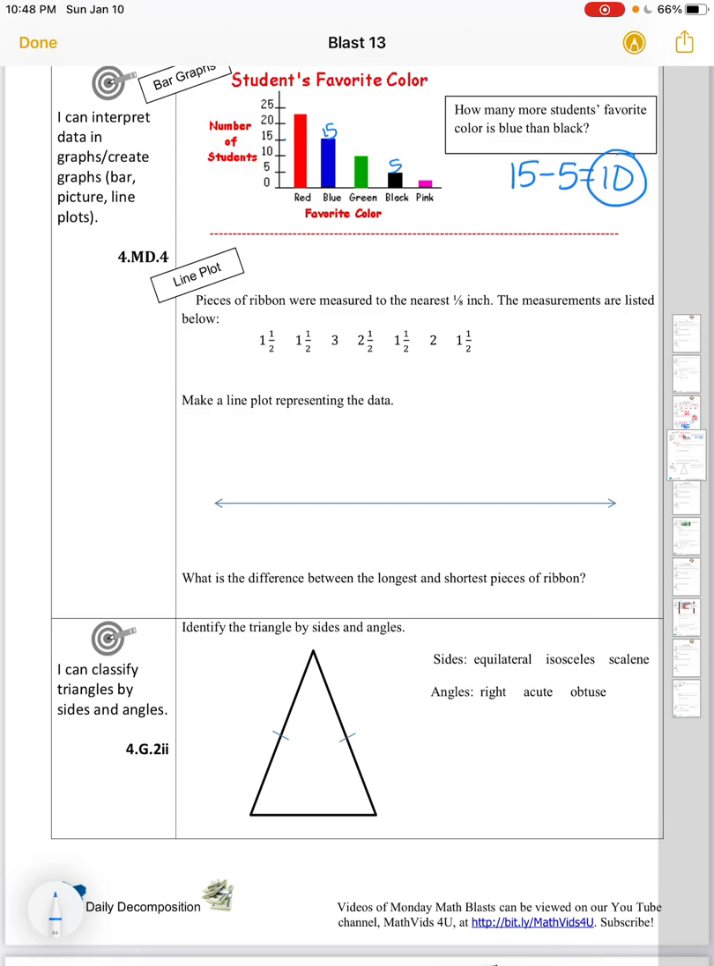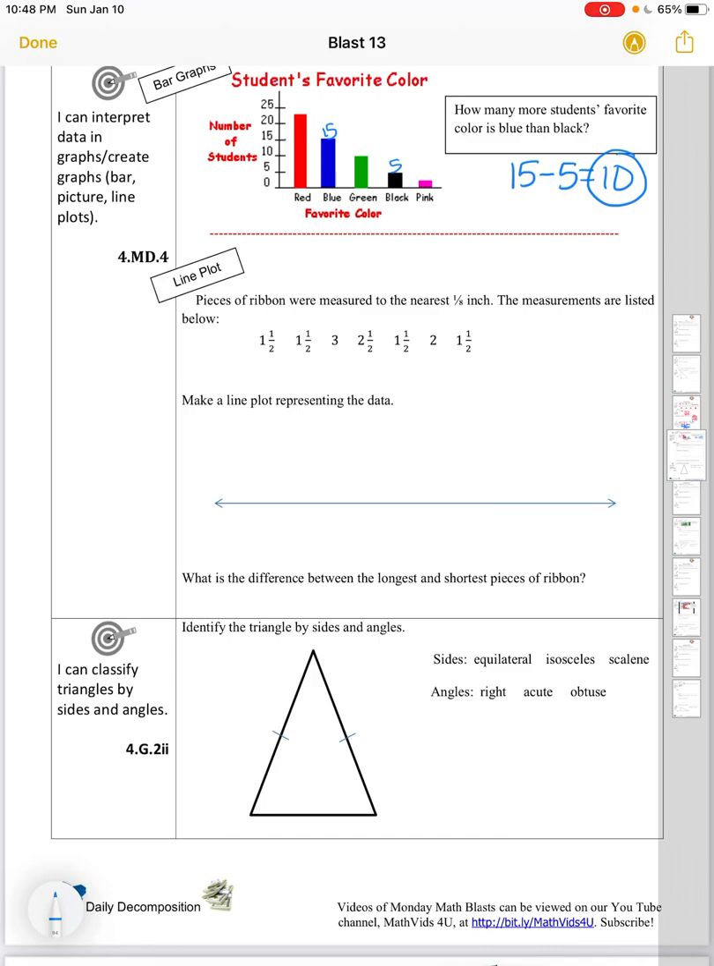For the line plot, pieces of ribbon were measured to the nearest 1/8 inch. The measurements are listed below. Make a line plot representing the data. So I see that I have 1 1/2. I'm going to look at my data set here. The smallest number I have in my set is 1 1/2. The largest number I have in the set there is 3.